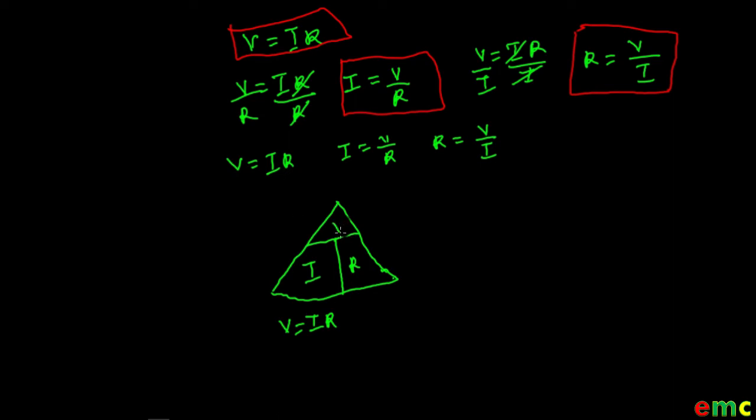If you take away the current from the triangle, you observe that you are left with voltage over the resistance, which is the same as the current.